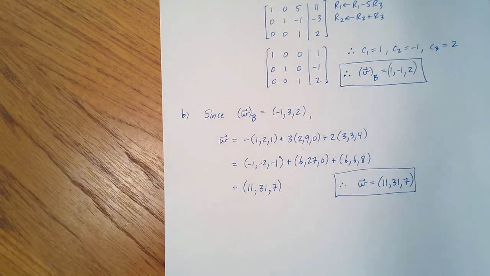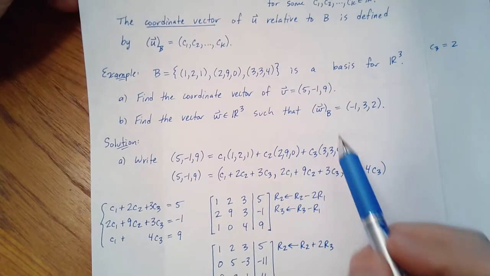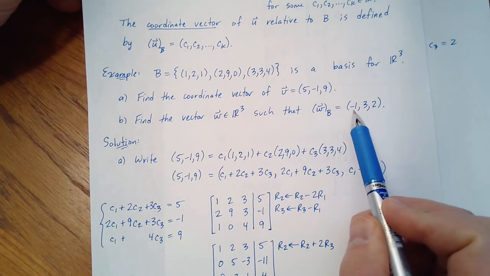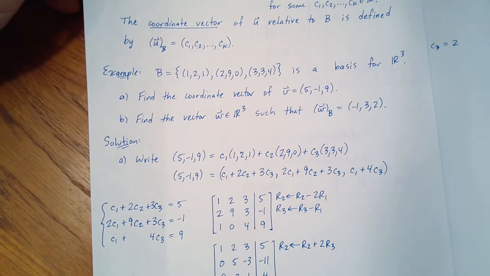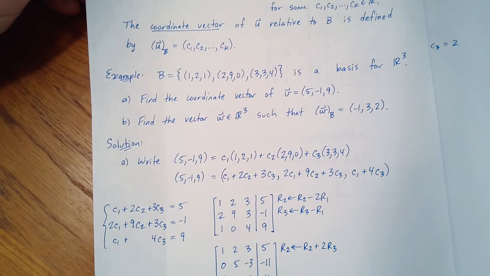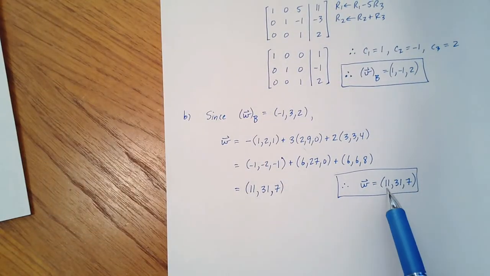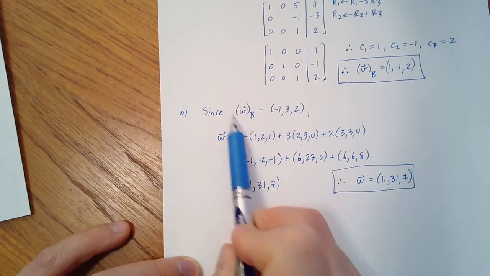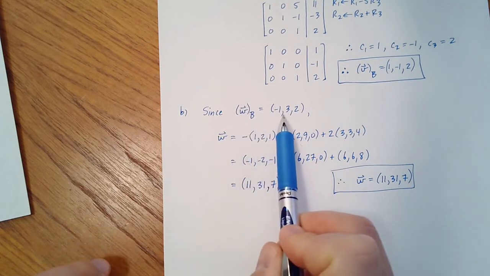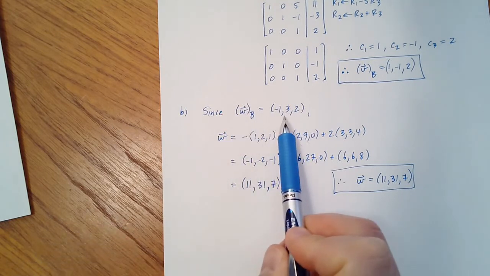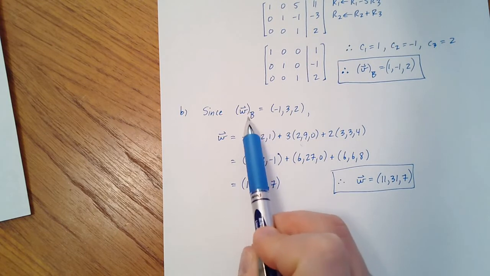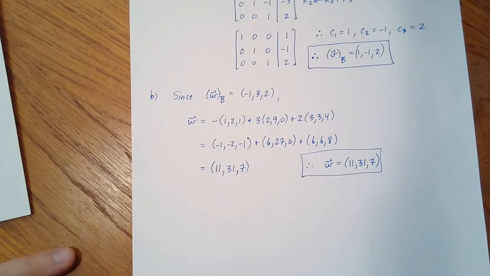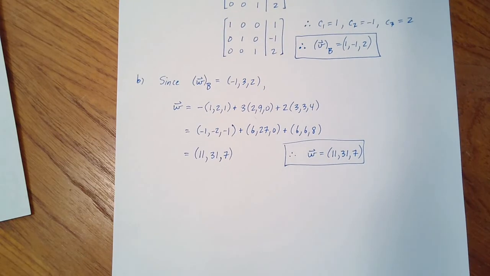Don't get confused here. The coordinate vector relative to the basis B is given by -1, 3, 2. That does not mean that the vector W is -1, 3, 2. The vector W is actually 11, 31, and 7. This coordinate vector that we were given is the blueprint that tells you how to build the vector W from the basis vectors in B. So it's easy to get confused by that, but give yourself some time to work with it.